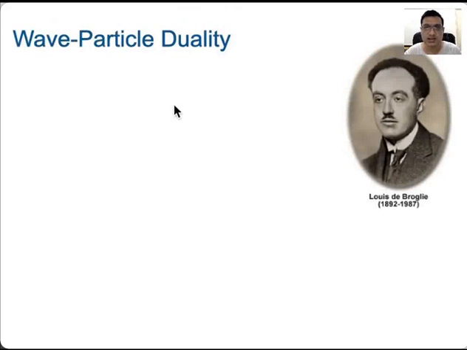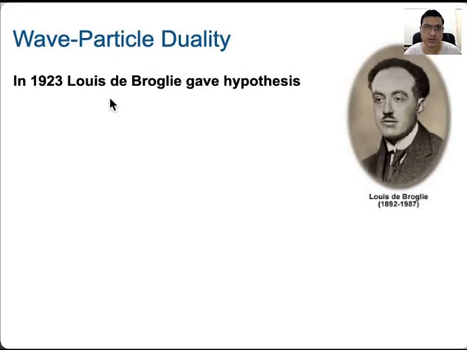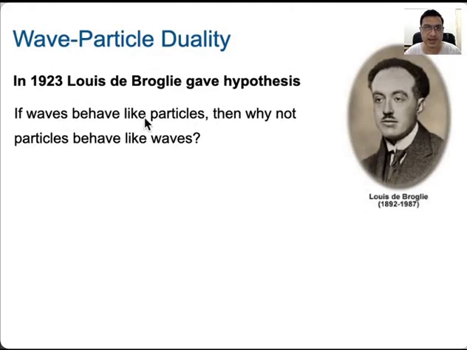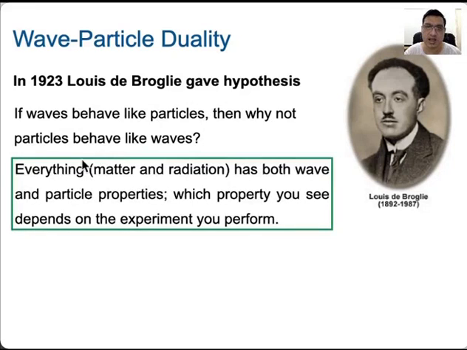So let's go into more about the wave-particle duality. In 1923, what de Broglie proposed was that if waves behave like particles, then why not particles behave like waves? That's what I have reiterated in the previous slides. We know that everything, whether it's matter or radiation, has both wave and particle properties.